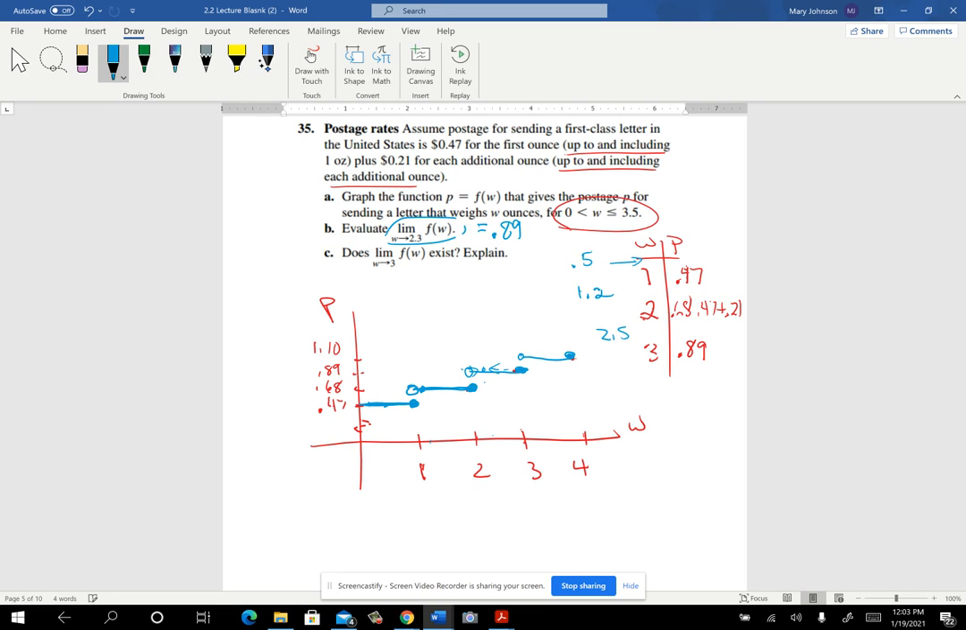Okay. But then notice this question. The limit of the function as the weight approaches 3 doesn't exist, does it? See that spot? Because you'd get $1.10 from one, and you'd get 89 from the other direction. So it does not exist because the right and the left-sided limits aren't the same. Okay.